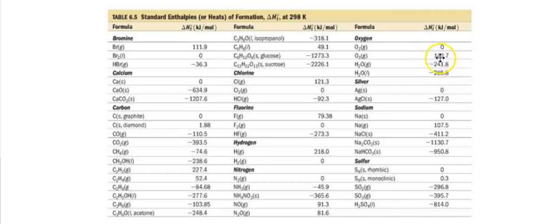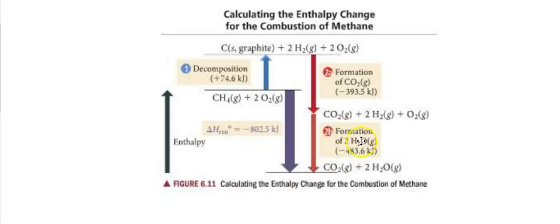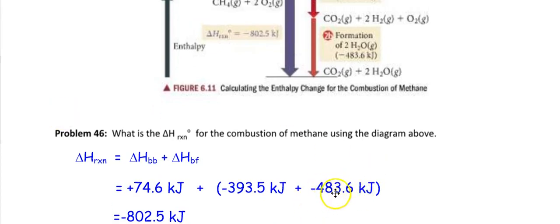But it isn't. It's negative 241. I thought it was something big, like negative 485. It is, or 483, I guess. Where did that negative 483 come from? I doubled this value. Why do you think I doubled this value? Because I have 2 moles of water formed. So I took that heat of formation, that negative 241.8, and I doubled it to negative 483.6. That's where this number came from.